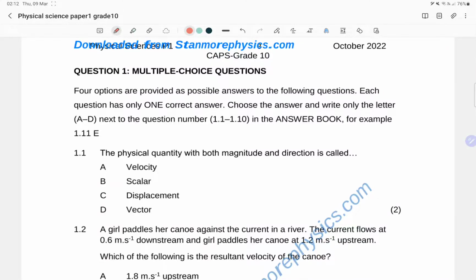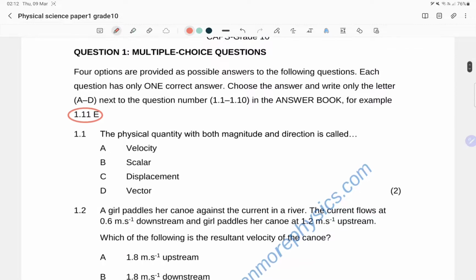We're given here that 4 options are provided as possible answers to the following questions. Each question has only one correct answer. Choose the answer and write only the letter A to D next to the question number. Then we're given an example in the answer book: 1.11 is E, and that's how we are to answer this question. Not a problem, so let's look into it.